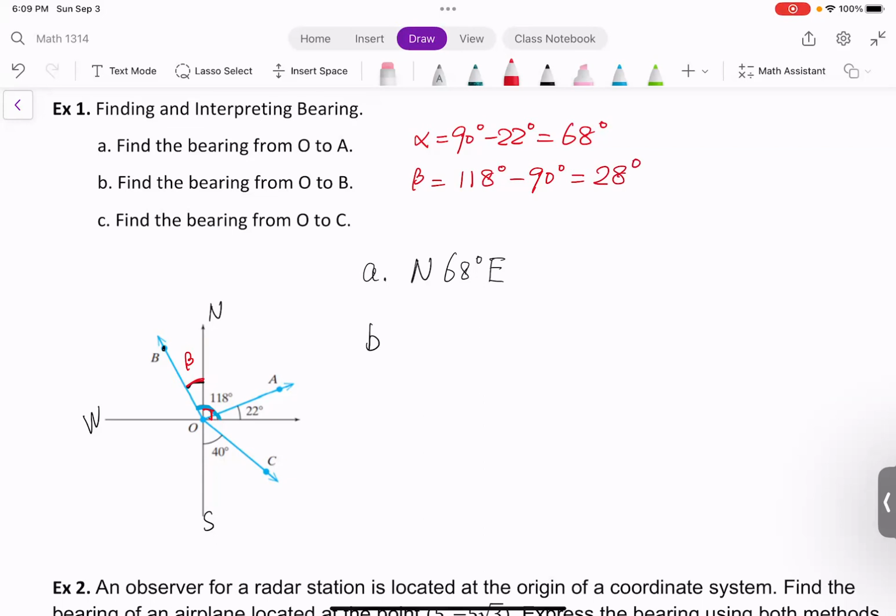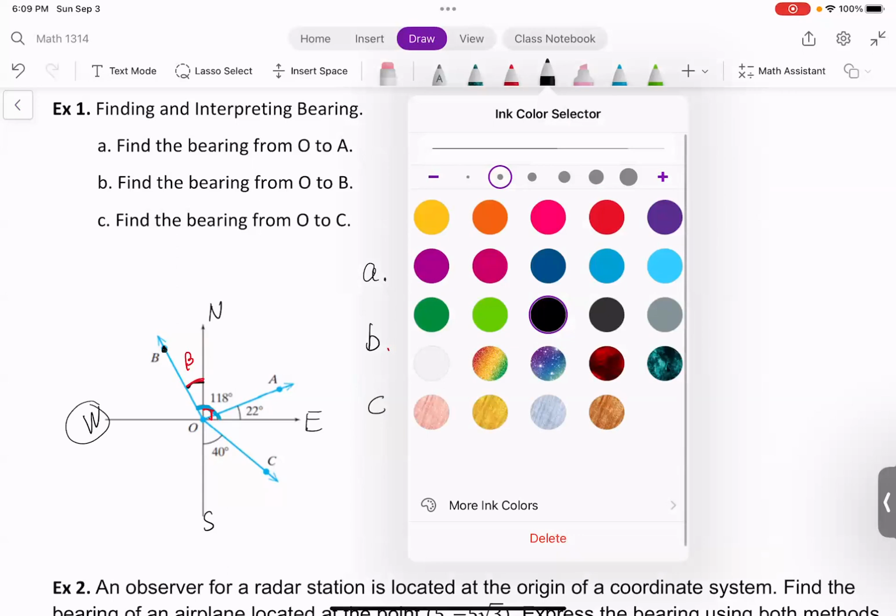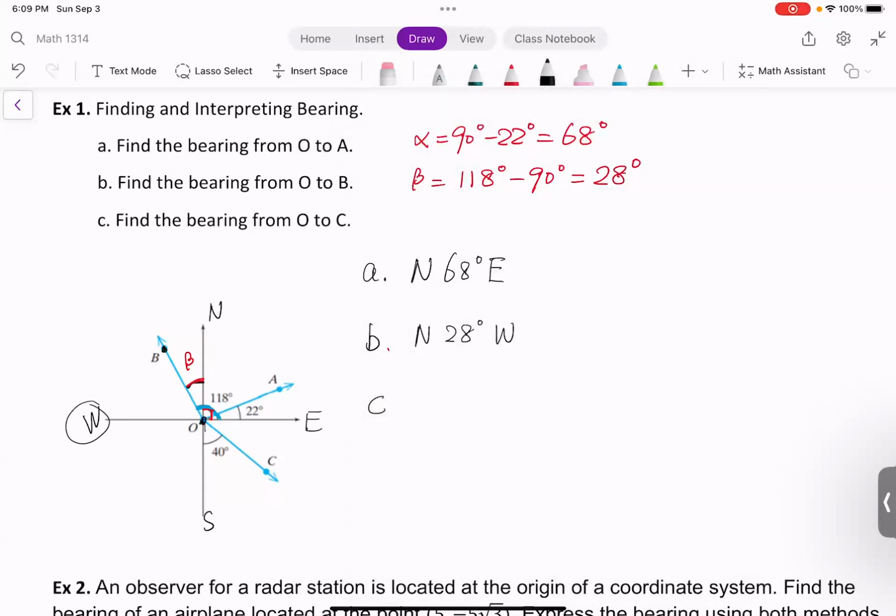All right. How to describe the bearing? The B point is on the north, and this acute angle beta is 28 degrees. And how about the east or west? It is west because it's on this side. How about number C? Find the bearing from O to C. Is this an easy one? Yes, it is. Because from O to C, I can find this angle easily. This acute angle is 40, and C is on the south. So we say it is S 40 degrees E.